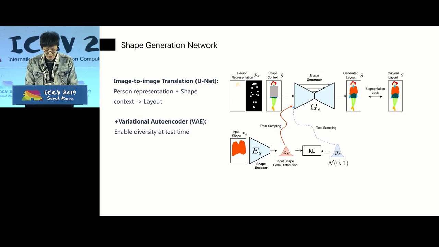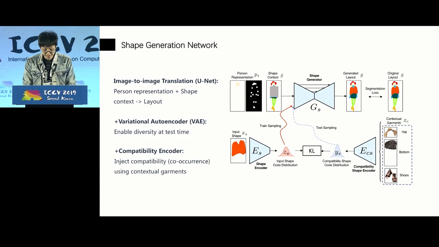However, this fails to consider visual compatibility information. Thus, we further encode the existing fashion items by feeding these clothing segments into a compatibility shape encoder to explicitly condition the generation on the co-occurring garments. This is based on a popular assumption in fashion compatibility modeling that fashion items usually worn together are compatible. Thus, the contextual garments contain very valuable compatibility information regarding the missing item. As shown in this slide, the contextual garments have a lady's skirt. Thus, the network will be more likely to generate a woman's top rather than a man's suit.